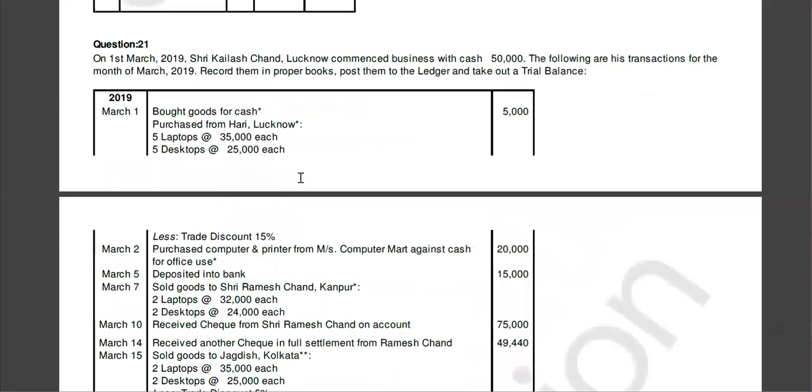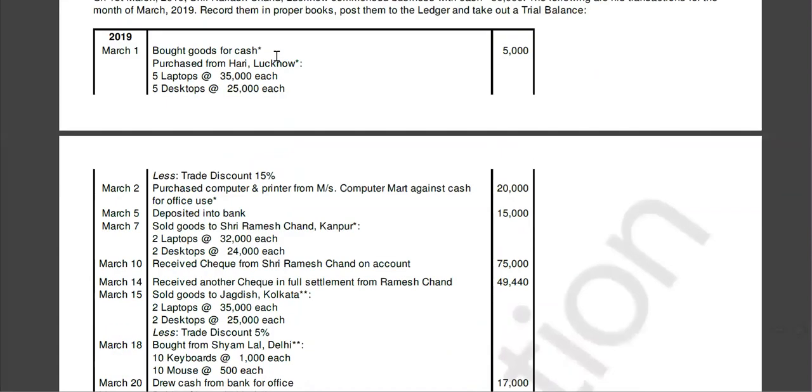See, our own place is Lucknow. Single star place: CGST, SGST. Double star place: IGST, because Kolkata does not belong to Lucknow. Okay, so for the double star we have to pay IGST, and for the single star we have to pay CGST, SGST.